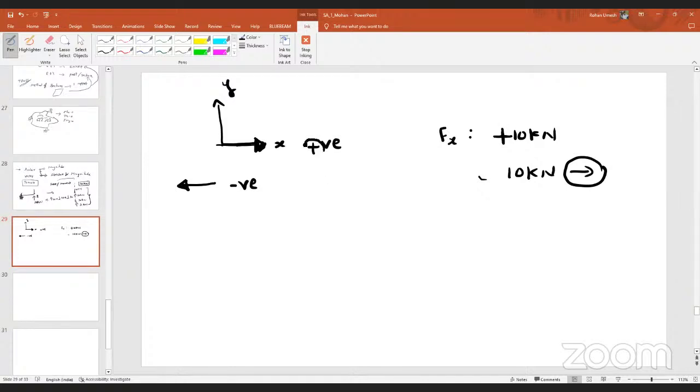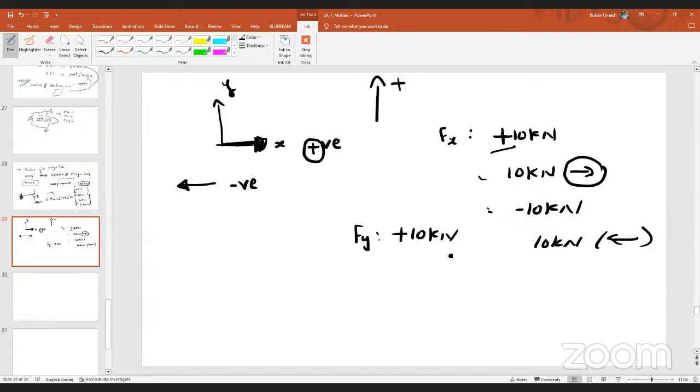So here I am taking the symbol as positive if it is acting along the positive X. According to me, if I'm writing plus 10, what direction am I talking about? Right side. If I'm talking about minus 10 kilonewton, I mean 10 kilonewton acting along the left side direction. Likewise, if I say Fy is positive 10 kilonewton, I mean 10 kilonewton upward. If I say minus 10 kilonewton, I mean 10 kilonewton downward. You can consider it in the reverse direction also.